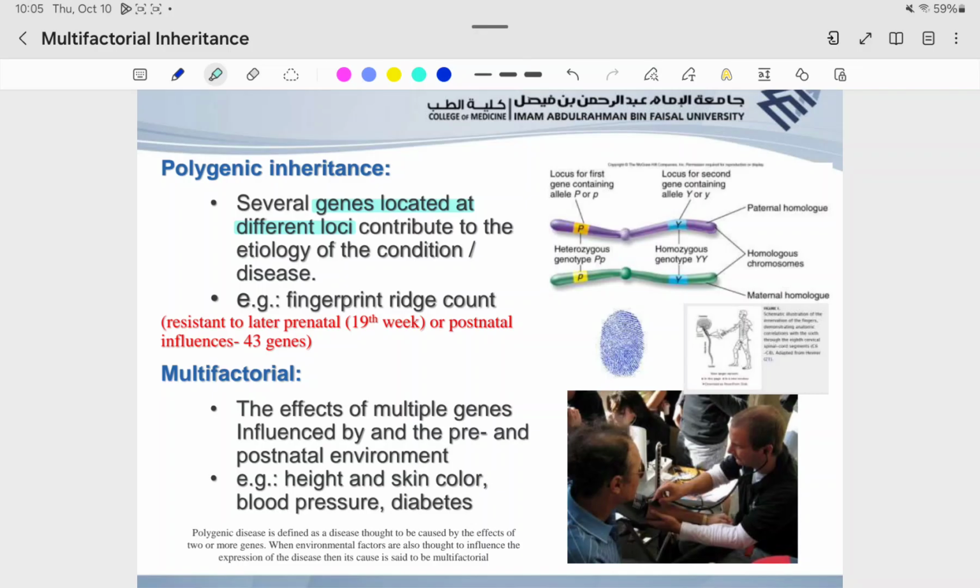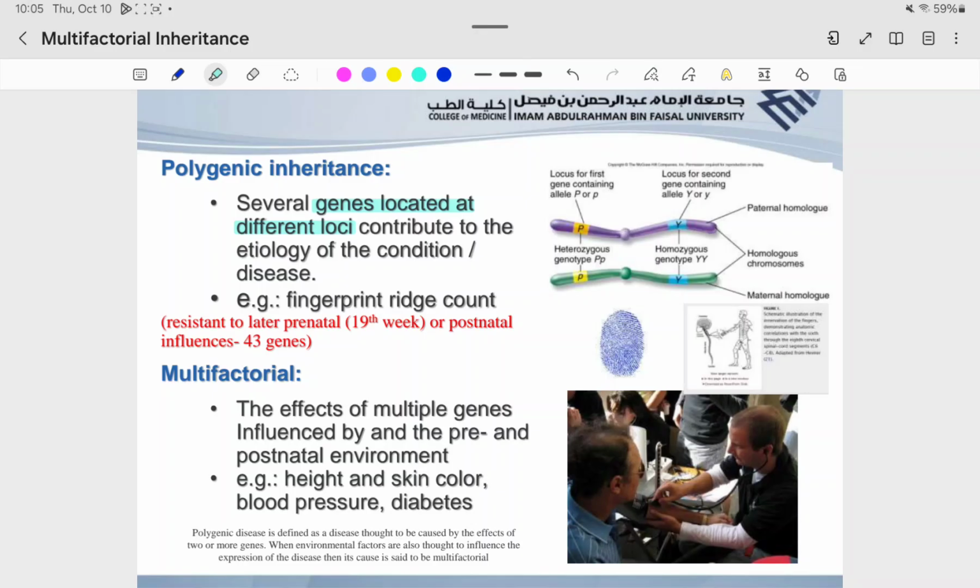That change is because of an environmental effect, which is 80% of it, due to age 2. So that's a polygenic trait, if you want.